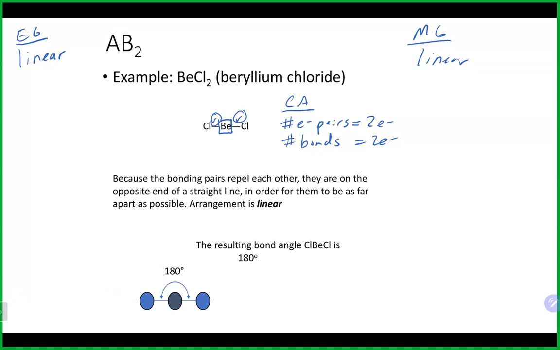Both of those names are the same because the only type of electrons we have at this point are bonding electrons. So as those bonding electrons move, so do the atoms, exactly the same way. And that's why the electron pair geometry name and the molecular geometry name are exactly the same, which is linear. Any questions on that there?